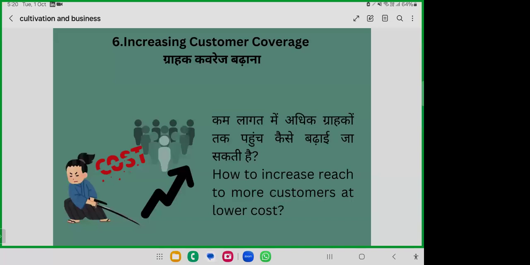Or if they want to, they can hire some marketing people. They can also do this, and this will somehow increase the customer coverage. But the lower cost is very important. Then they have to compare the cost as well.